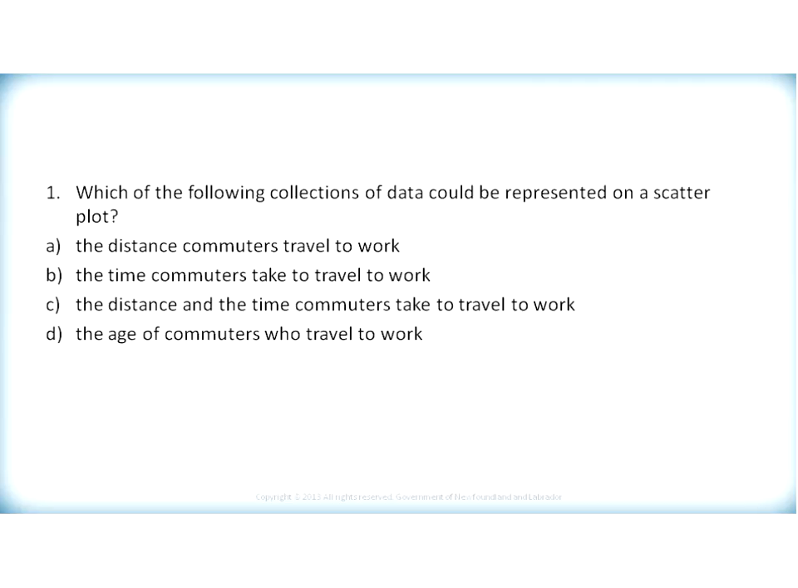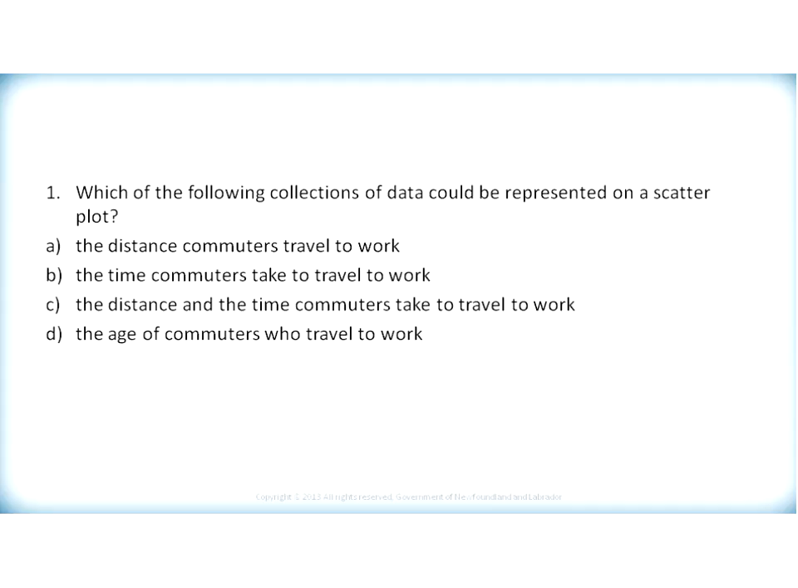So first question here. Which of the following collections of data could be represented on a scatter plot? The distance commuters travel to work, the time commuters take to travel to work, the distance and the time commuters take to travel to work, or the age of the commuters who travel to work? Well, with a scatter plot, you're going to need an independent and a dependent variable.